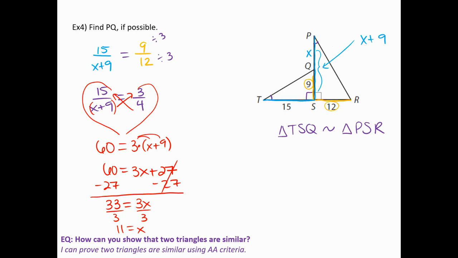I'm going to go back and make sure that that's what I was looking for. When I go back, my x was labeled as PQ, so I'm good to go. Again, if I want to make that statement super clear, I could say PQ is 11, the distance from P to Q. And this time we don't have units, and that's it.